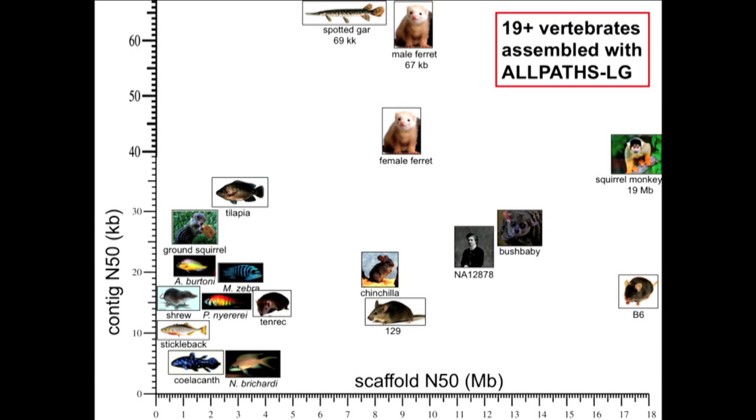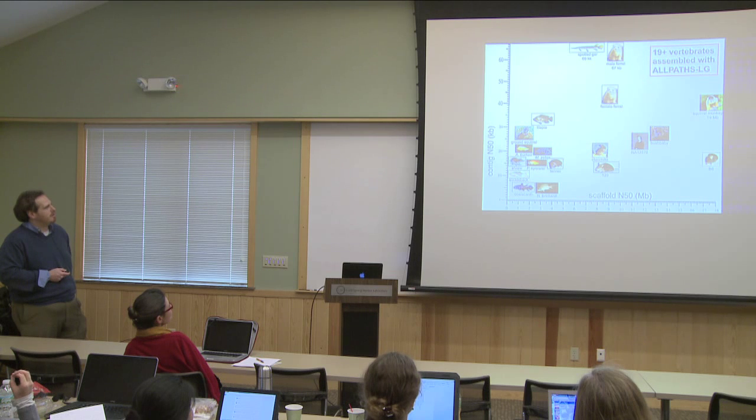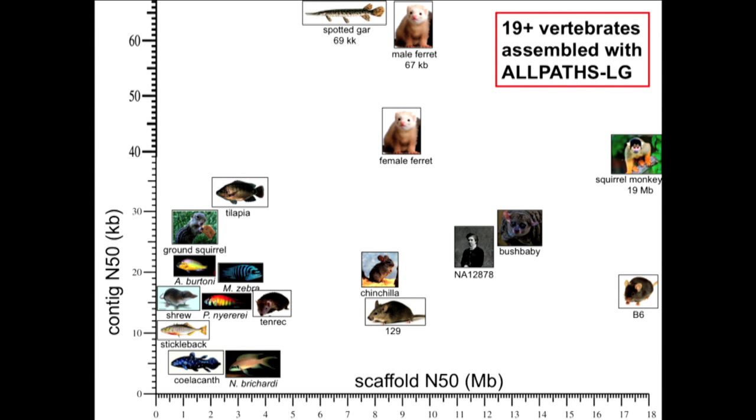So just to give you an overview of what you can hope to expect: on the y-axis here we have our contig sizes, and on the x-axis we have our scaffold sizes. This is a map of 19 or so vertebrate genomes that have been assembled with ALLPATHS. The Chinese lotus flower that I mentioned before was about 850 megabase pairs. Our contig N50 was about 30 kb, and our scaffold N50 was about 5 kb. So I've had personal experience being right here in the middle of this map. That was a really good assembly. I was really, really pleased with that.